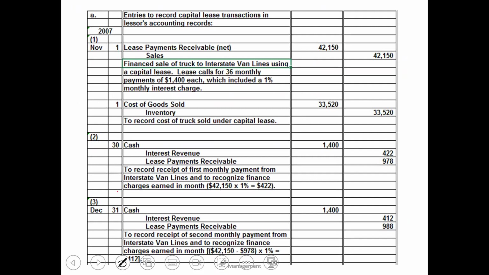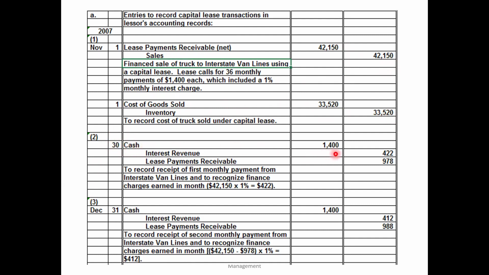We can see the entry recorded by Custom Truck Builder. Lease payment receivable debit 42,150. Sales credit 42,150. Cost of goods sold debit 33,520. Inventory credit 33,520. I hope that is clear. Okay. And the first installment payment will be on the 30th of November.